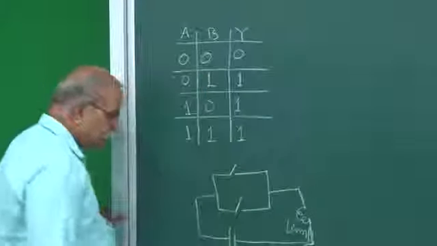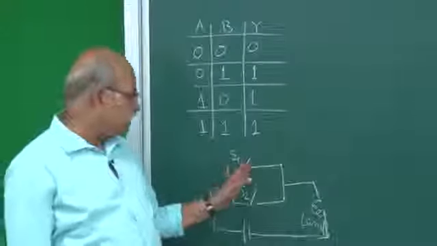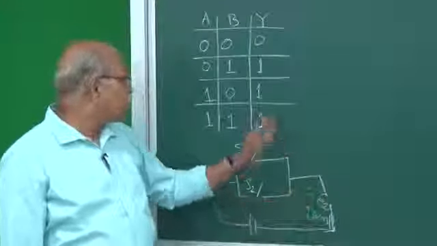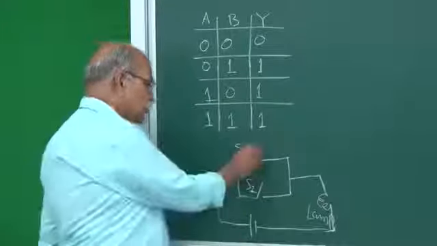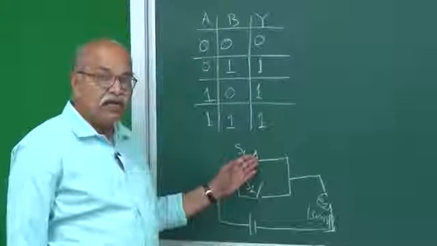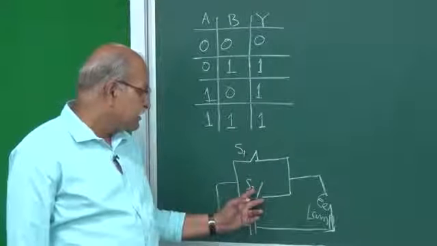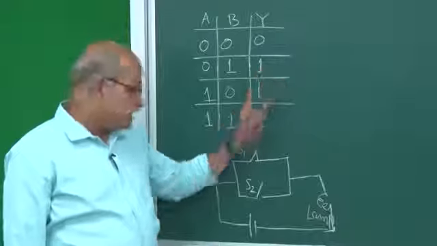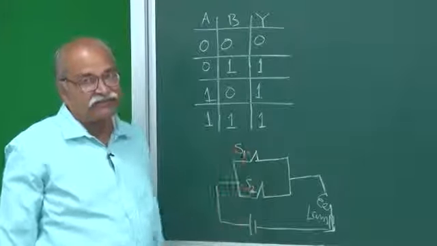So what will happen? If this switch S1 and this switch S2, if both are open, then the lamp is off. So if both are 0, then output is 0. Any one of them you close, making high. So any of the switch that you close, this becomes 1, then the current can go through this and lamp will be on and output will be 1. And if both the switches are closed, then also the output is 1. So that is like a switch.